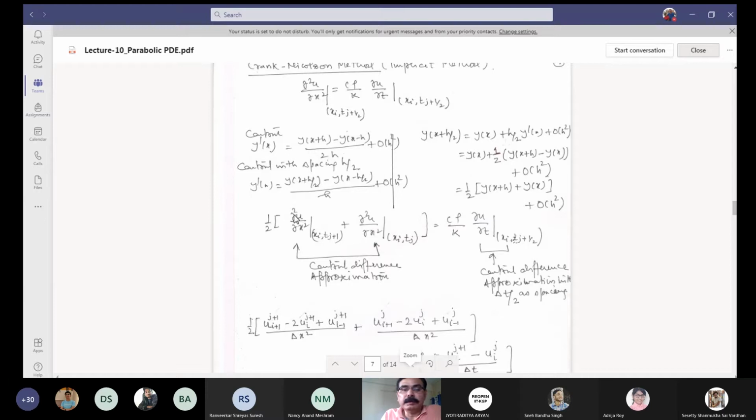Now, we'll use the central difference approximation for del u by del x square at x_i, t_j plus 1, as well as del u by del x square at x_i, t_j. For both, we'll use the central difference approximation, and here we'll use the central difference approximation with delta t by 2 as spacing. Is that right? Now after that things are very simple. You will get a formula.